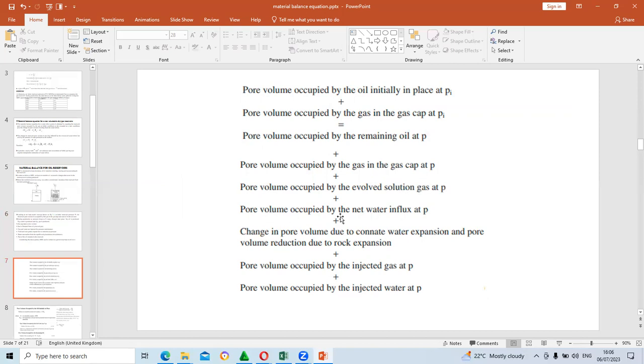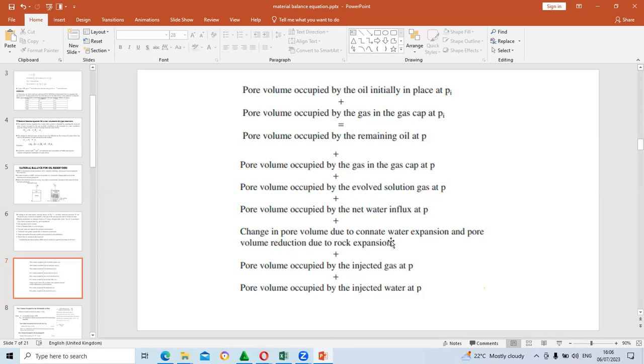We have the pore volume occupied by the net water influx. The net water influx now is the water in minus water out. It tells you now what is left in the reservoir. We have the change in pore volume due to connate water expansion, and pore volume reduction due to rock expansion.